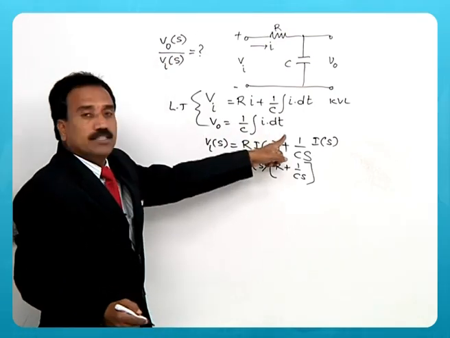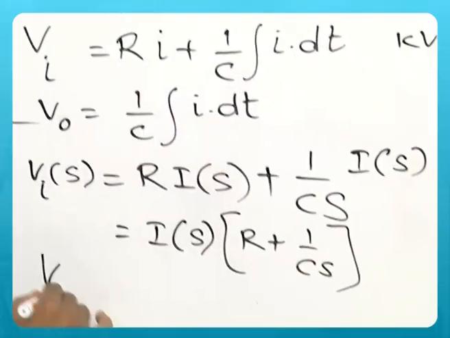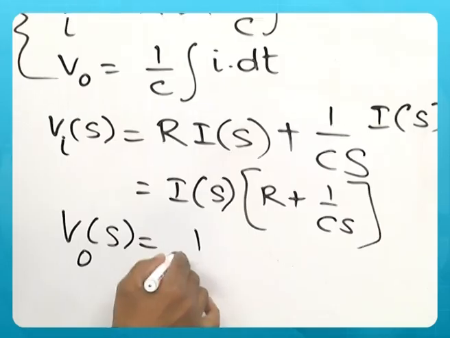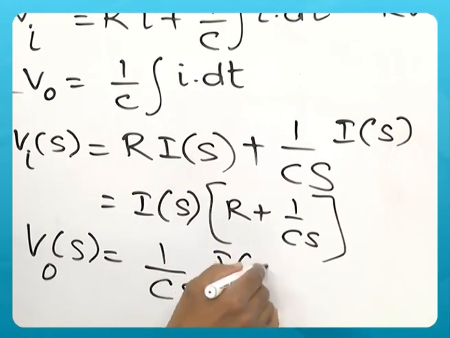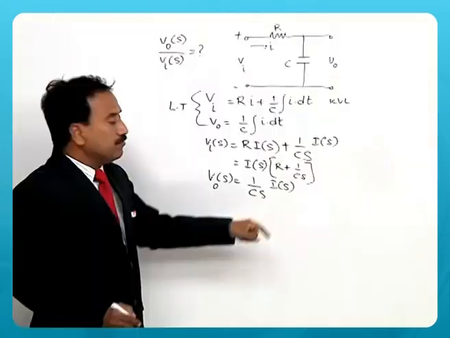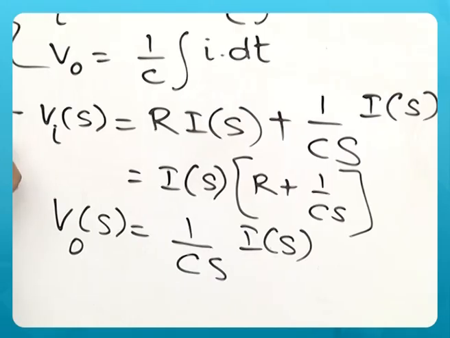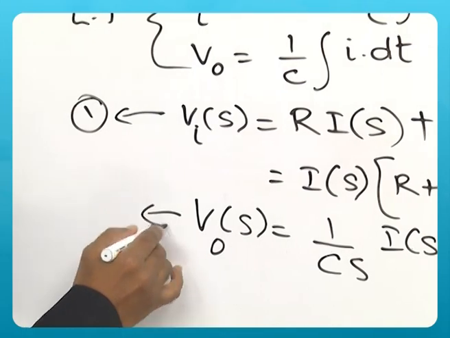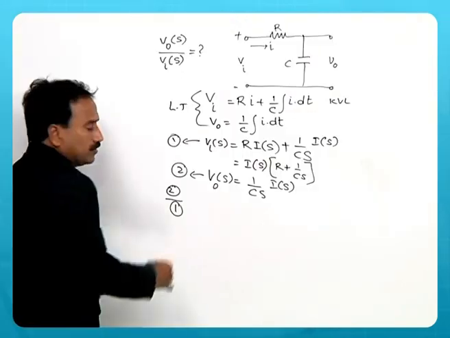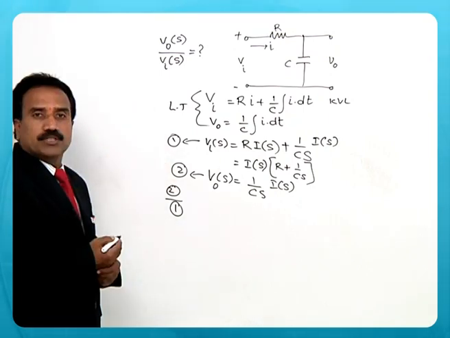Then how to get V0 of s? You have already got the equation, and V0 of s is, when you apply the Laplace transform, 1 by Cs into I of s. So, in both the equations you have I of s. Call this 1 and this 2. Now, 2 by 1 is your transfer function.